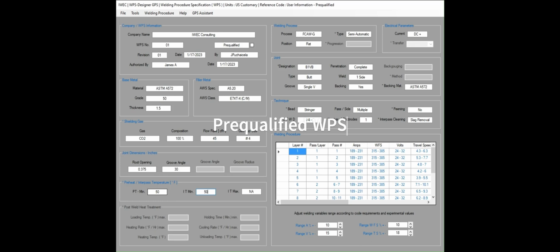The use of prequalified joints and WPSs does not necessarily guarantee sound welds. Qualified personnel, welding engineering judgment, and fabrication capability is still required.